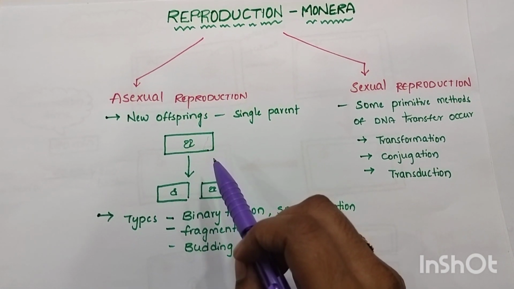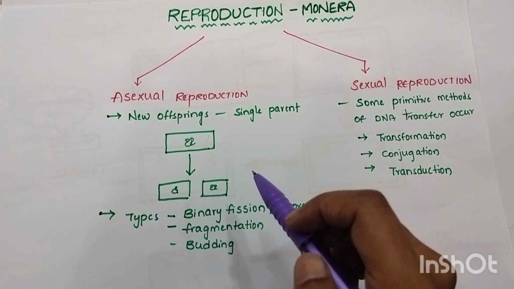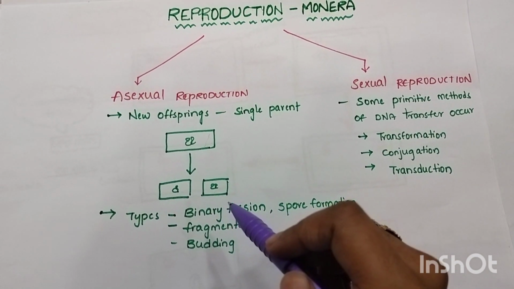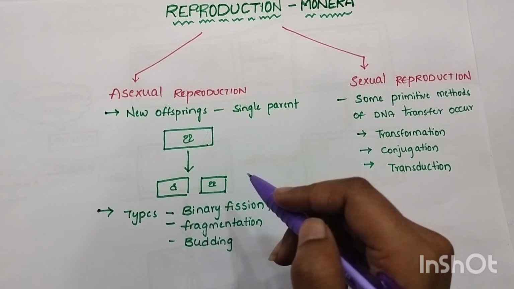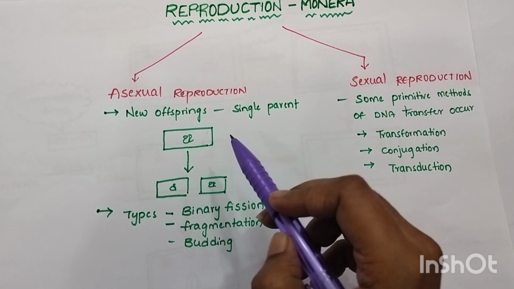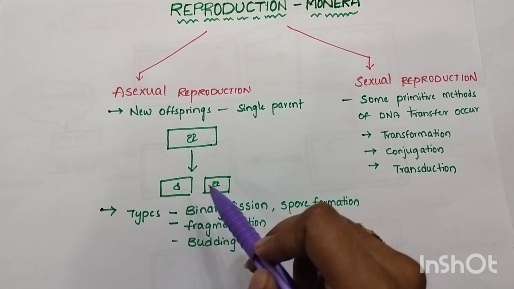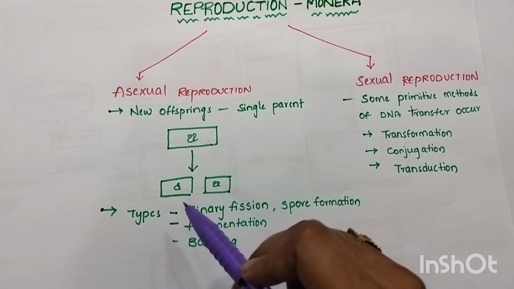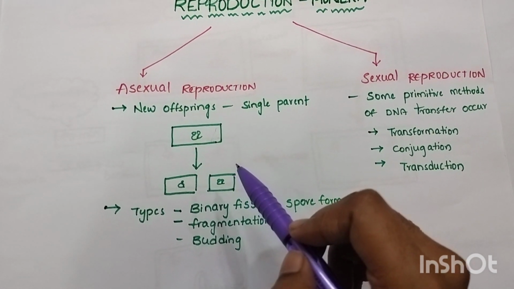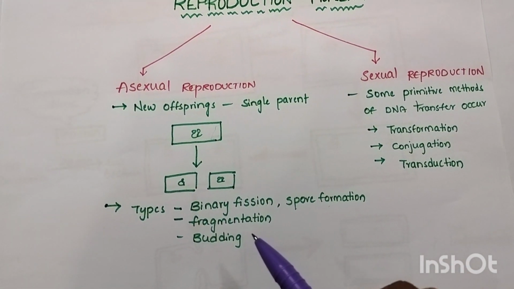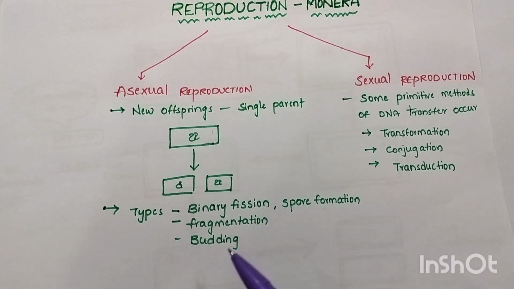Asexual reproduction is a process where new offspring or new individuals are produced by a single parent, and here there is no fusion of gametes or formation of gametes. Only the single parent itself produces the two offspring, and the two offspring are identical to each other. They are pretty much similar to each other. This is called asexual reproduction. And there are many types of asexual reproduction like binary fission, spore formation, fragmentation, and budding.